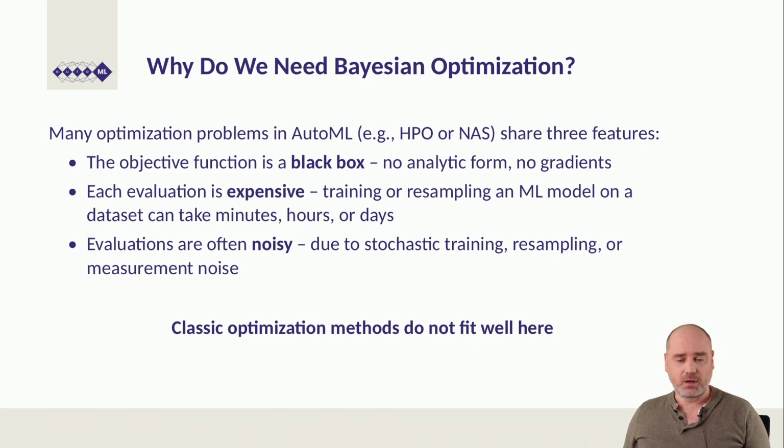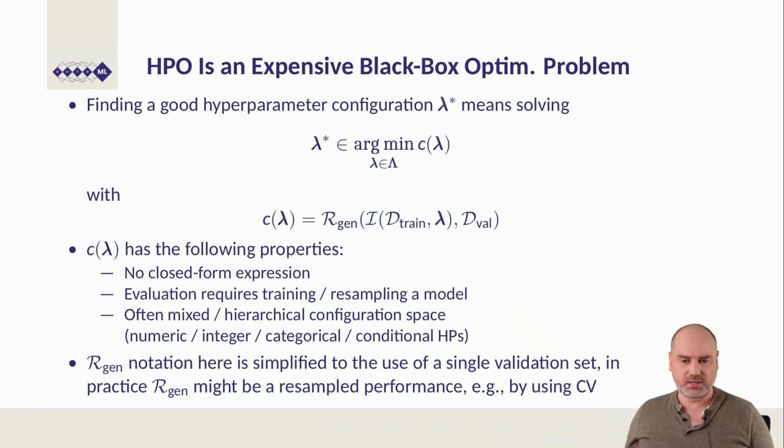And taken together, these three characteristics imply that classic optimization methods, something based on gradients, maybe even evolutionary algorithms, which are good black box optimizers, don't fit here very well, especially due to this expensiveness of the evaluation. So we are interested in special techniques that can handle such problems natively and very efficiently, and Bayesian optimization is exactly that. So let's take a closer look at hyperparameter optimization as an expensive black box optimization problem.